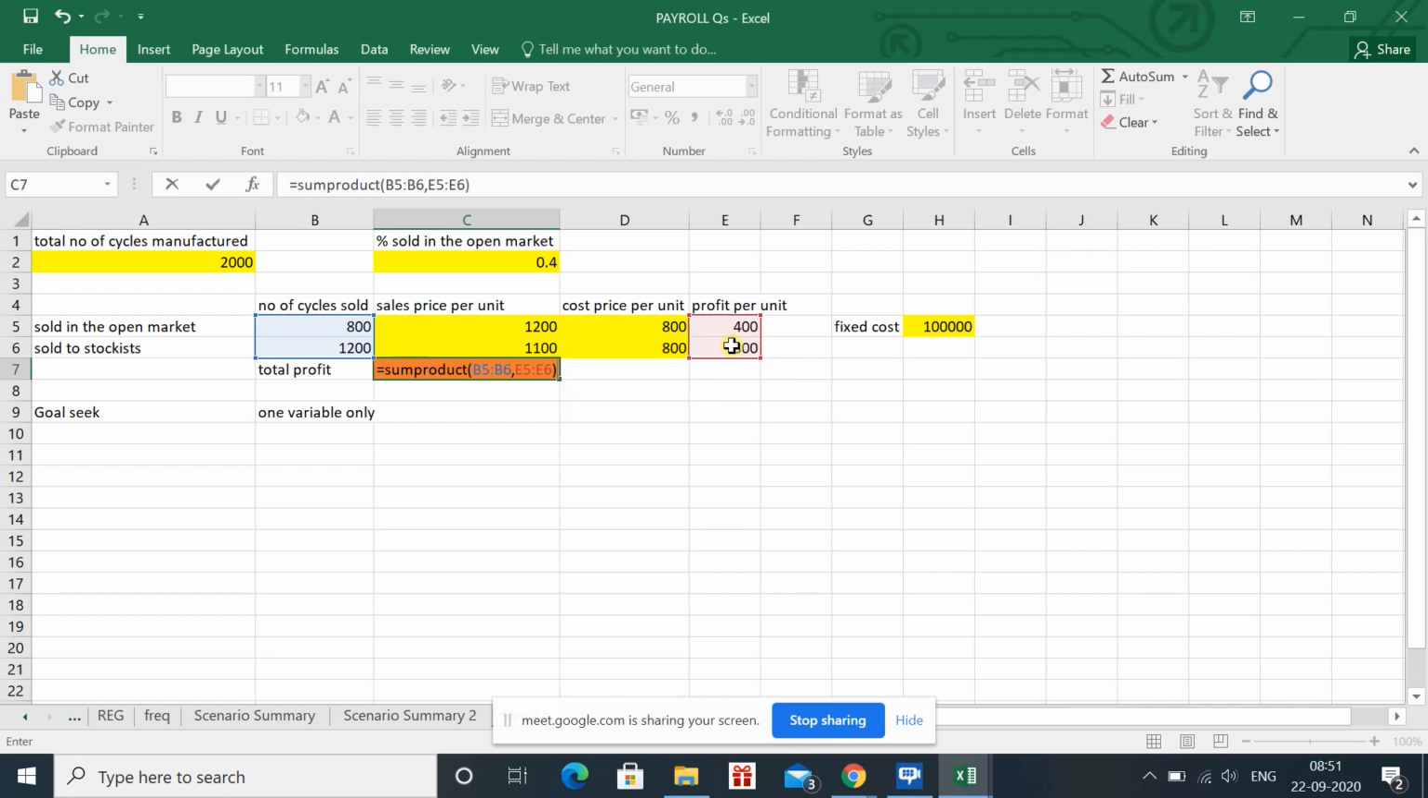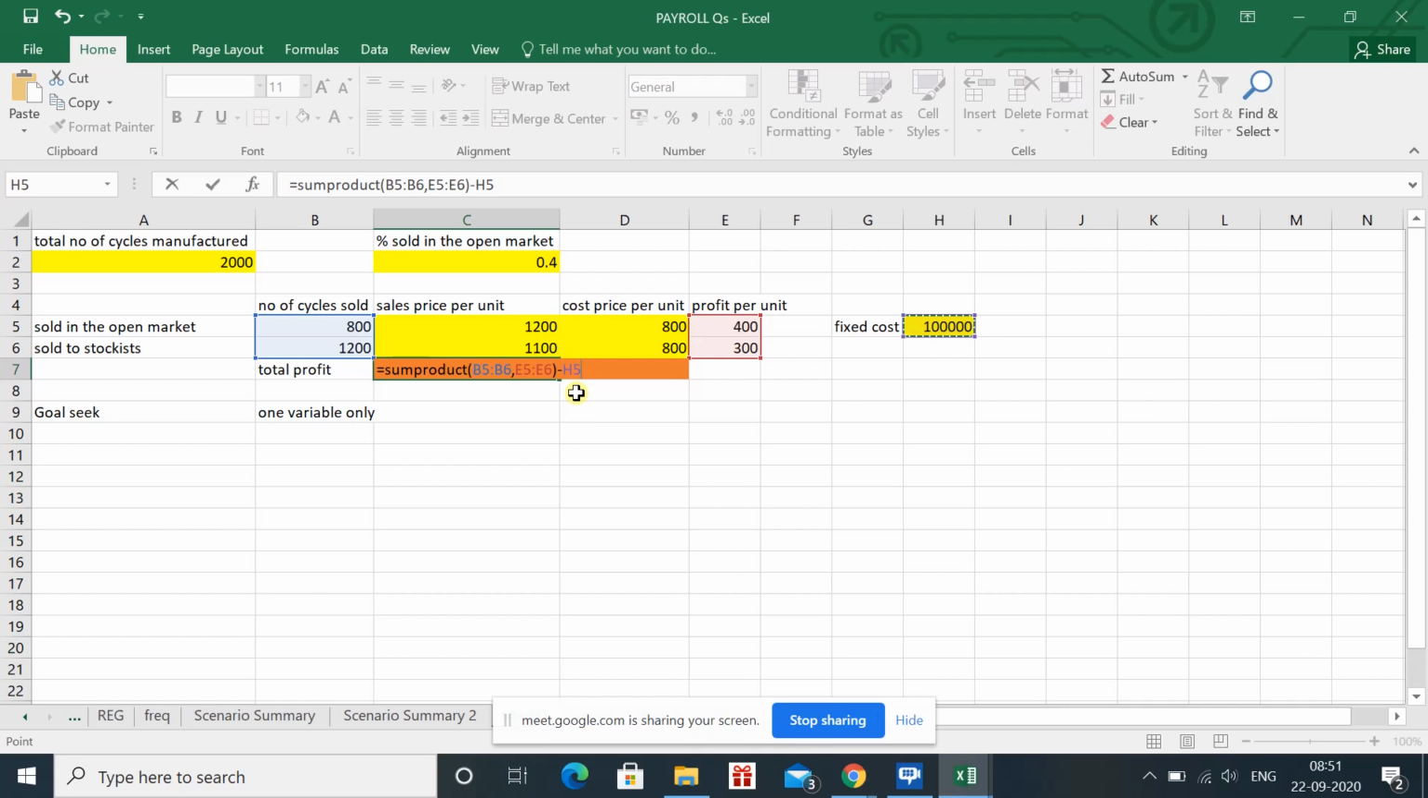But here we have the fixed cost also which he is incurring. So we have to take that fixed cost. Here also you can see that I have used the referencing system. For fixed cost I have written the H5, not the 1 lakh rupees. So here we have to calculate the profit.